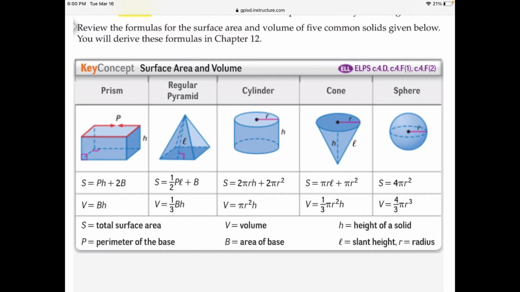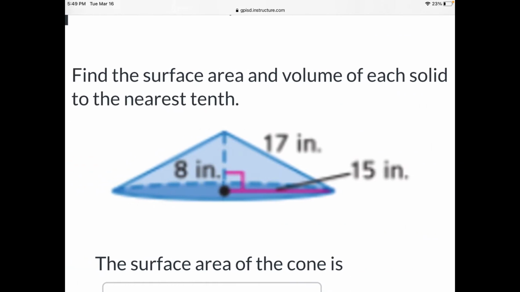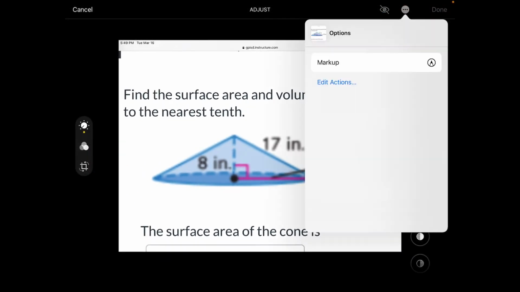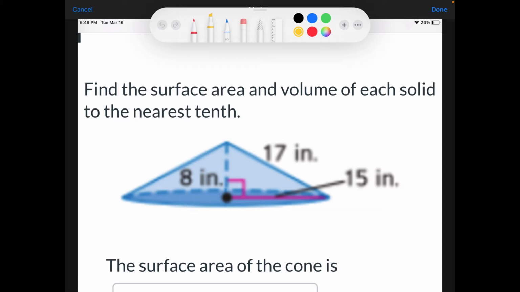So it's pi r L. L stands for the slant height, plus pi r squared. So pi r L plus pi r squared. So I'm going to have to probably come back and forth because I have not memorized that formula. So it's totally okay if these are not to be memorized. If you don't have them memorized, that is perfectly fine.